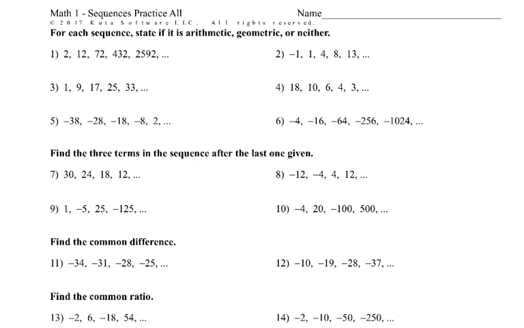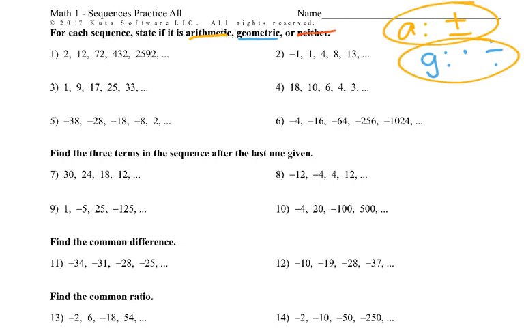So in these first problems, we're deciding if the sequence is arithmetic, geometric, or neither. So remember, with arithmetic, we grow by addition or subtraction. With geometric, by multiplication or division, and neither would be a different kind of pattern. Okay, and also remember, with arithmetic and geometric, it's by the same number each time.